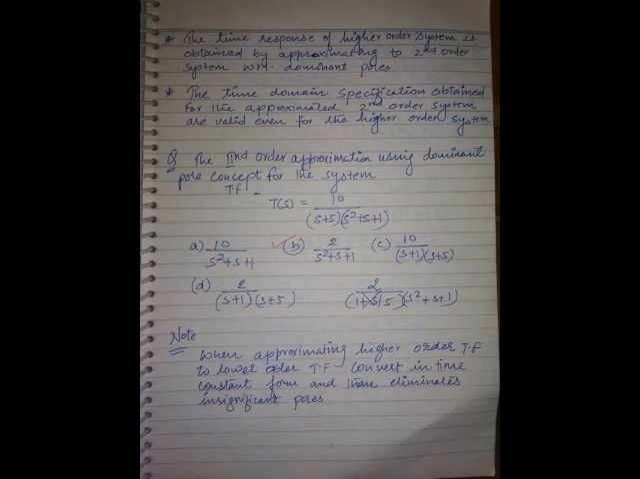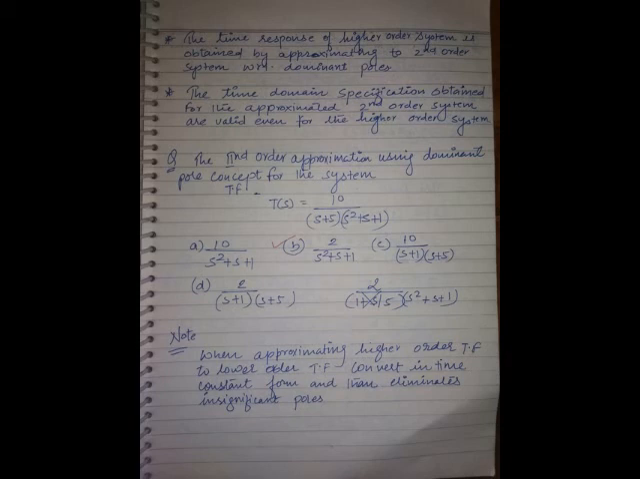So, a unity feedback system needs to be designed to meet the following specifications. The specifications are percentage MP greater than 15% but less than 30%, and settling time should be less than 0.75 seconds. We have to plot the area in the s plane where the dominant roots of the characteristic equation must lie. This is the question.